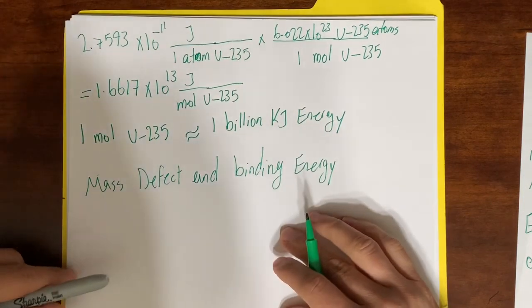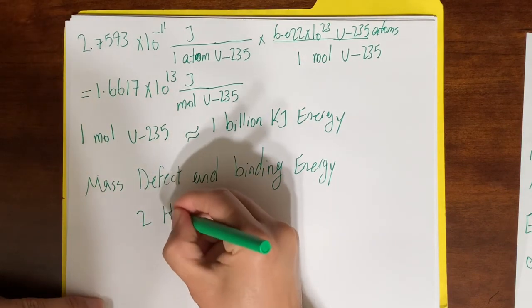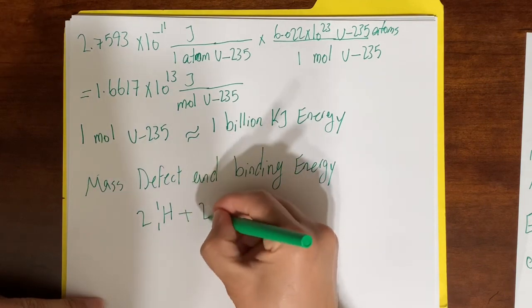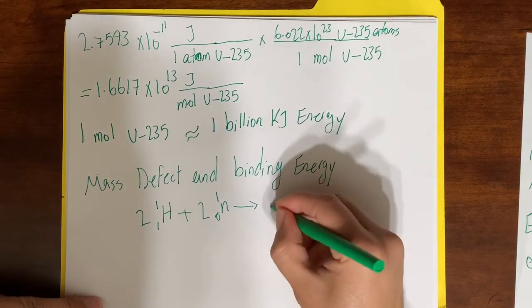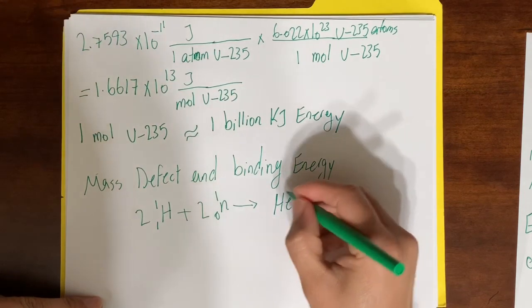Okay, go with this. Take 2 hydrogen, and add 2 neutrons to it. You will get helium.